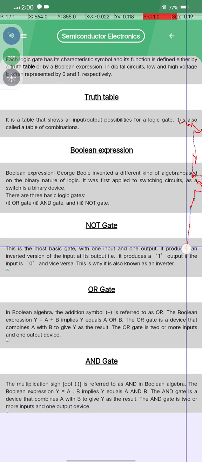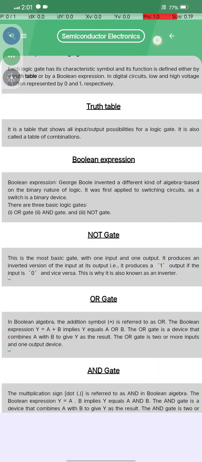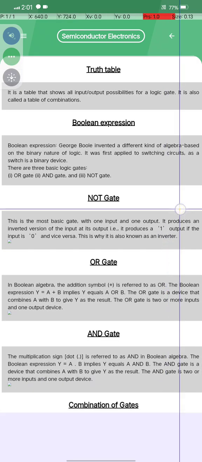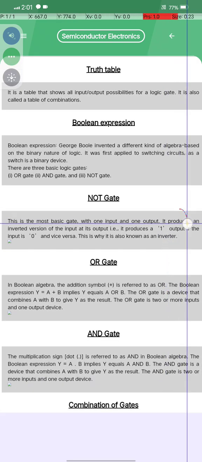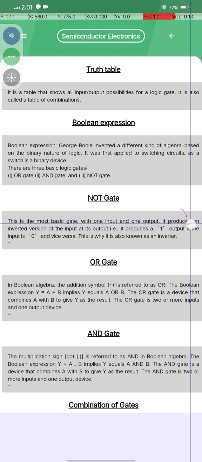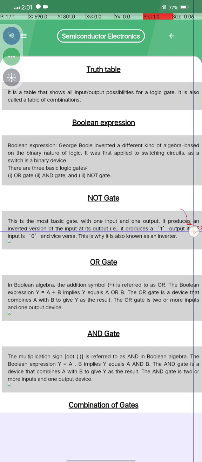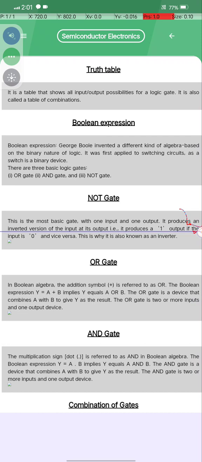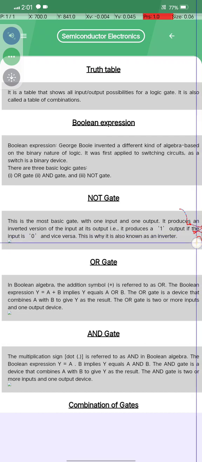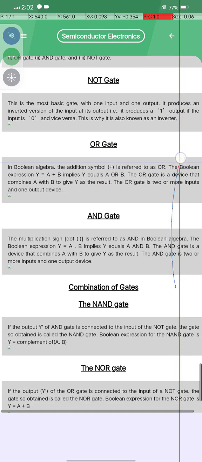What is the NOT gate? It is the most important basis. Now we will learn what a NOT gate is. It is the most basic gate with one input and one output. It produces the inverted output: its output is 1 if the input is 0, and vice versa. This is why it is known as the inverter.